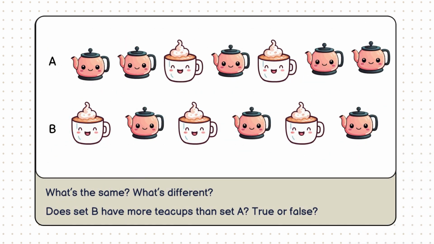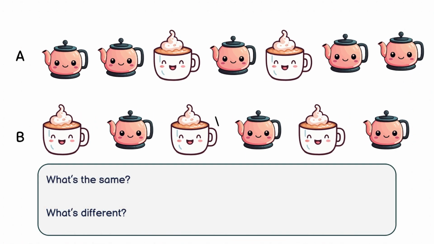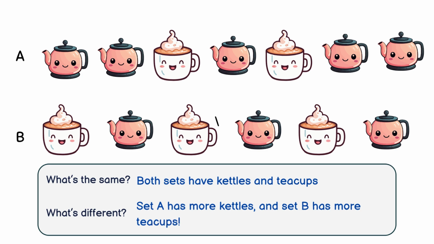Now, let's look at these two sets of items. Set A has kettles and teacups, and so does set B. But let's compare them to see what's the same and different. Ready? When we compare, we can see both sets have kettles and teacups, but the numbers are different. Set A has 5 kettles, and set B has 3. Set A also has 2 teacups, while set B has 3 teacups. So, what's the same and what's different? That's right. Both sets have kettles and teacups. But the difference is, set A has more kettles, and set B has more teacups.